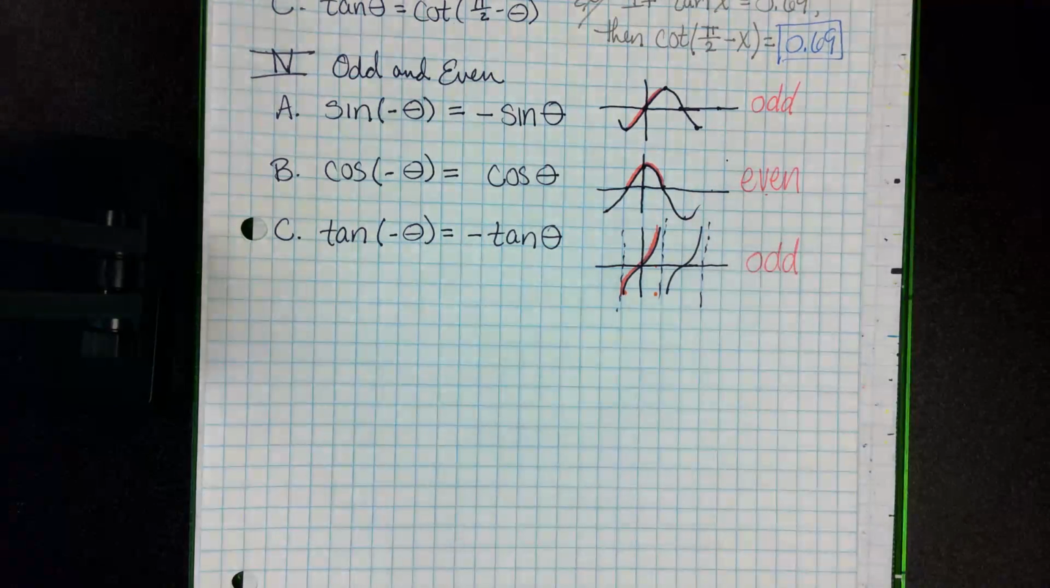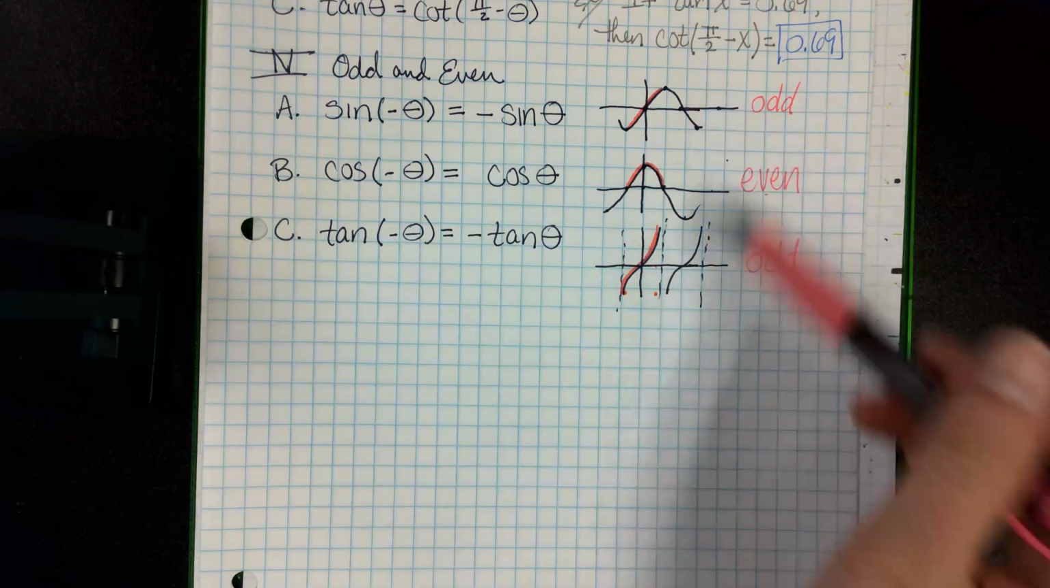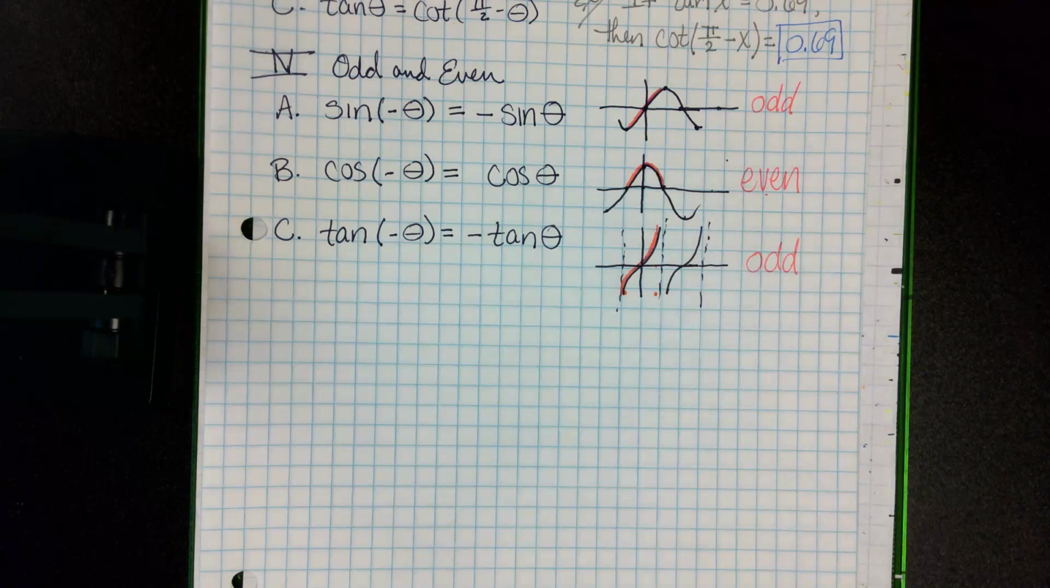Saying negative and positive, I know it makes it confusing, but it's opposite. Odds are opposite, okay? Odds are opposite. That's your simple version. Odd functions are opposite. Evens are the same. Okay? Let's look at an example over that. It's not quite as bad as it seems.